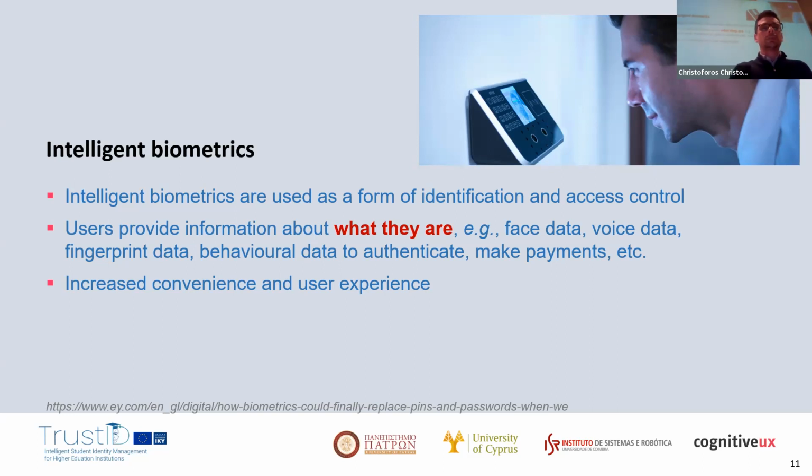In this type of intelligent biometrics, the user needs to provide data about who they are. This could be face data, voice data, fingerprints, or some behavioral data like the way we type, for example, in order to get access to a service or a software, or to proceed to a specific task that requires first to give access. Like when we want to make a payment, we might need to provide some of our biometric data.